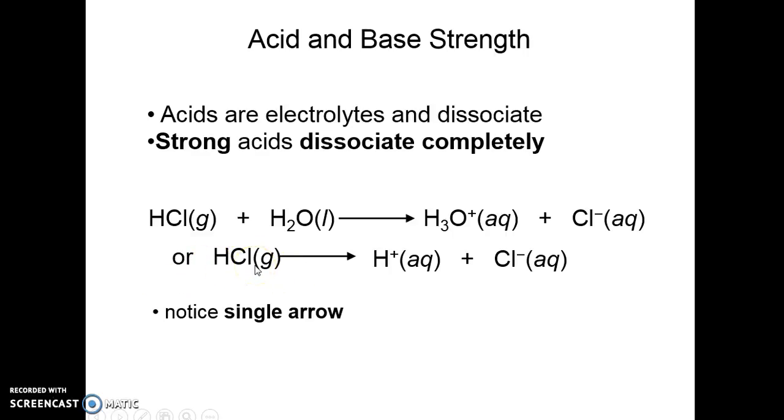Hydrochloric acid, when put in water, will make a proton and a chloride, and of course the proton's picked up by water. Notice there is a single arrow. This indicates that the reaction went to completion. None of this is left. When it dissolved, every single one of them broke apart and made protons and chlorides in solution. So you can't find this in solution. It's completely dissociated.